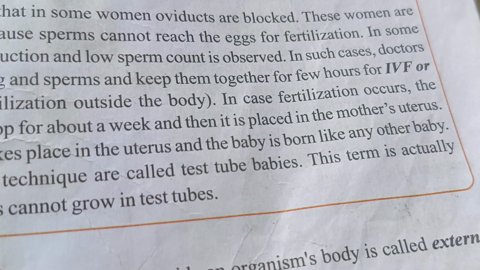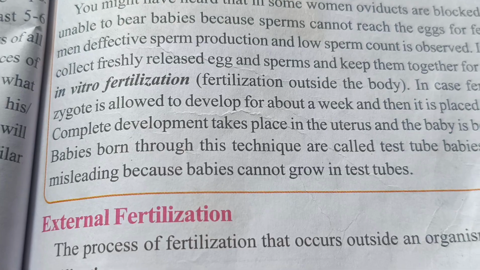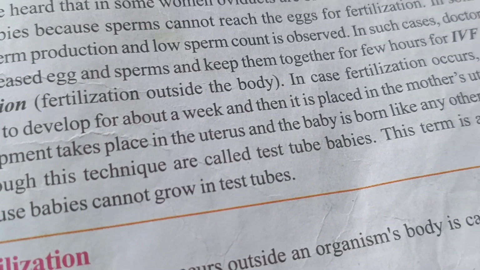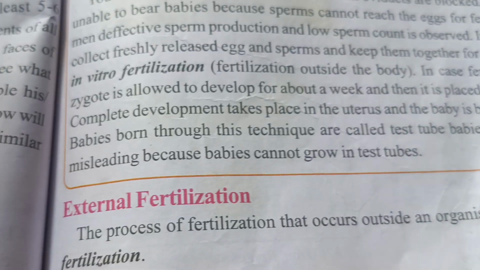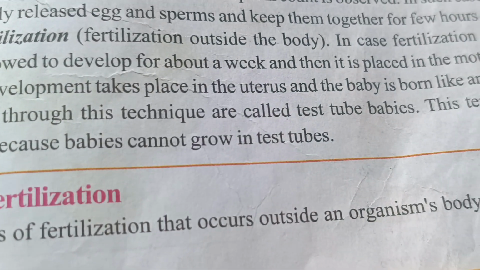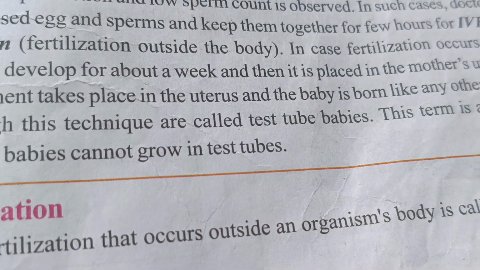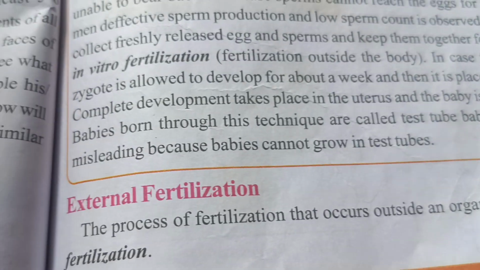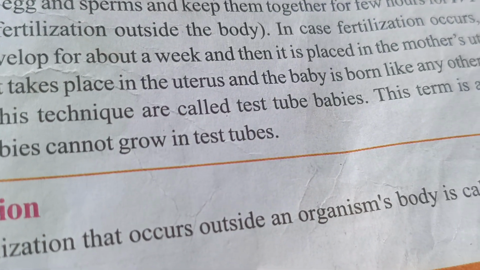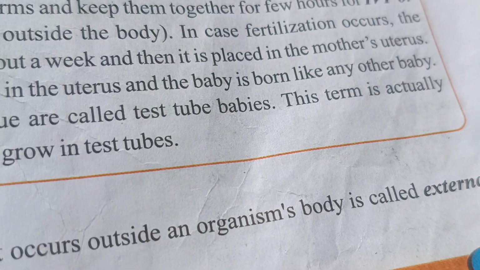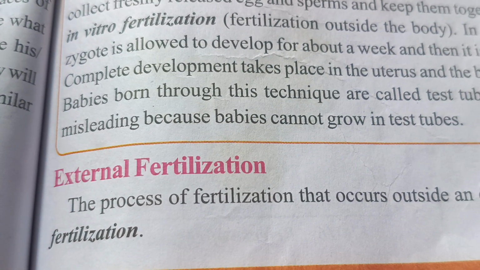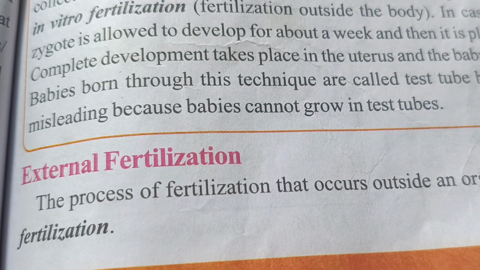In case fertilization occurs, the zygote is allowed to develop for about a week and then it is placed in the mother's uterus. Complete development takes place in the uterus and the baby is born like any other baby. The babies born through this technique are called test tube babies. This term is actually misleading because babies cannot grow in test tubes.